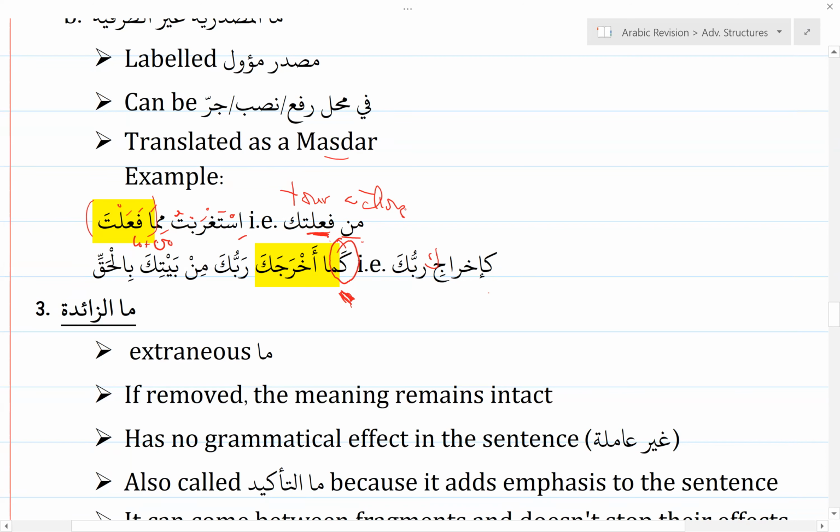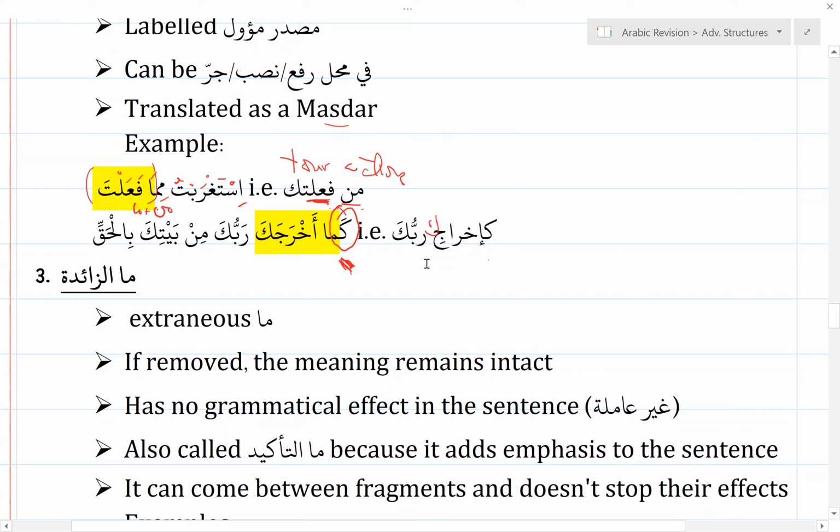Like the expulsion, like your expulsion. So we'll translate akhraja as to expel or to remove someone from some place. Expel, I think, is a better word. So kama akhrajaka rabbuka, like your master or your lord expelled you. That's the literal translation. But when you translate it as a masdar, then we say like your expulsion by your master, or like the expulsion of your master. It's a weird sentence, but I think you get the meaning.